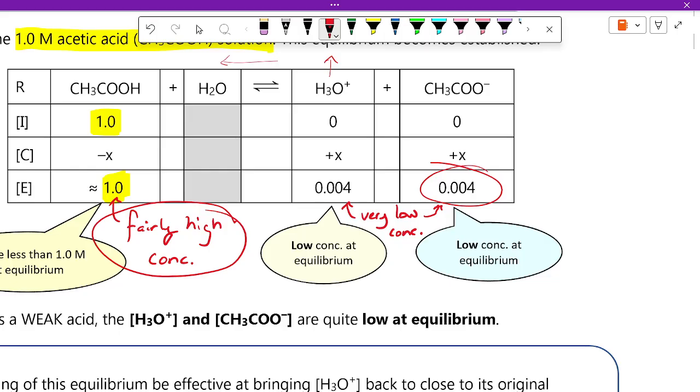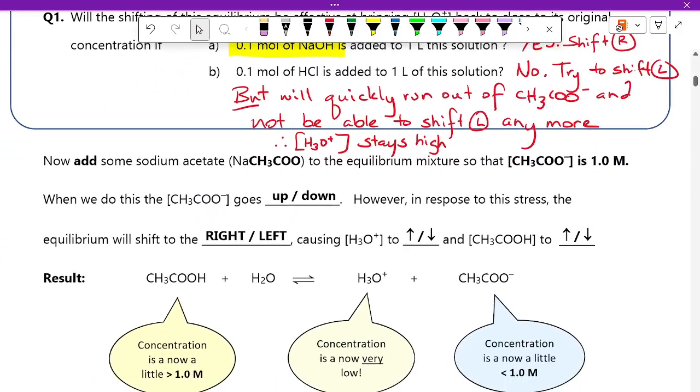Yes? We could add more acetate. In what form could we add acetate? Sodium acetate, absolutely. Okay, so we are going to add some sodium acetate. When we do this, the acetate concentration goes up. However, in response to this stress, the equilibrium will shift to the left, causing H3O plus to go down and CH3COOH to go up.